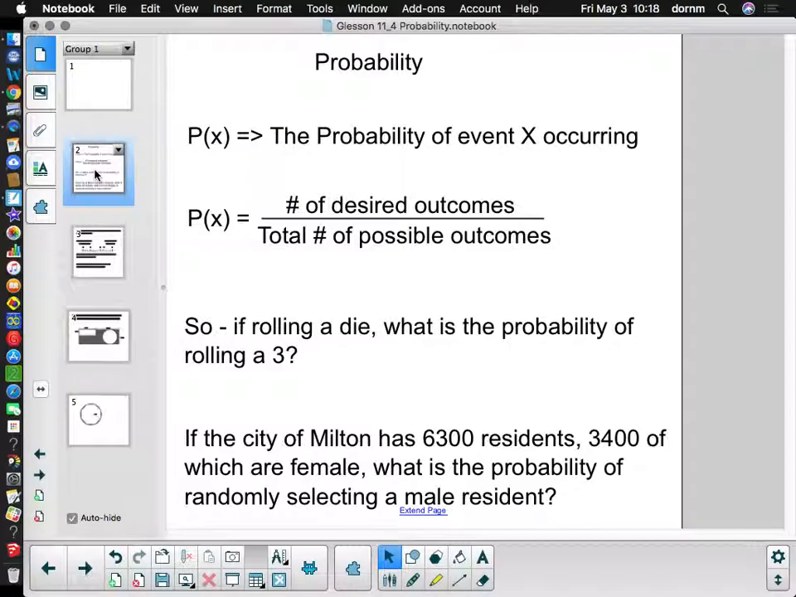And you've done this before. This is like a middle school topic. You do some very basic probability, and we're just reviewing that to give ourselves some context.